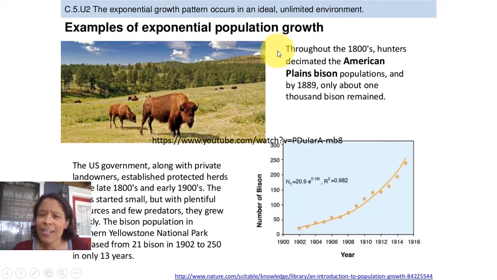Throughout the 1800s, hunters decimated American bison populations. By 1889, there were only about 1,000 bison left. The U.S. government, along with private landowners, started protecting the bison, so you can look at their population growth down here. Since the time they've been protected, the population has grown exponentially. We now have a pretty healthy population of bison.